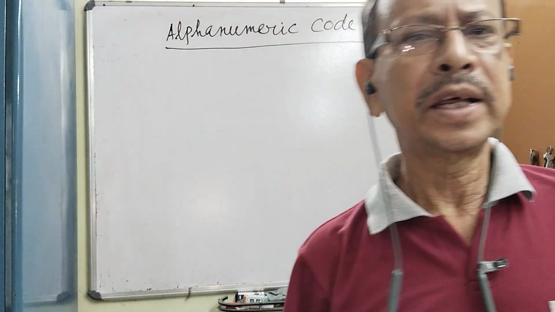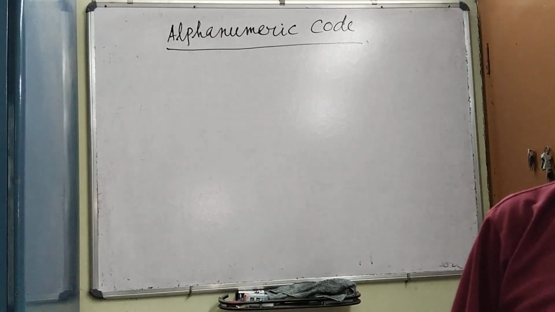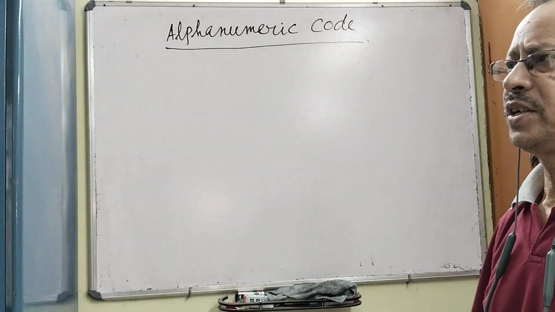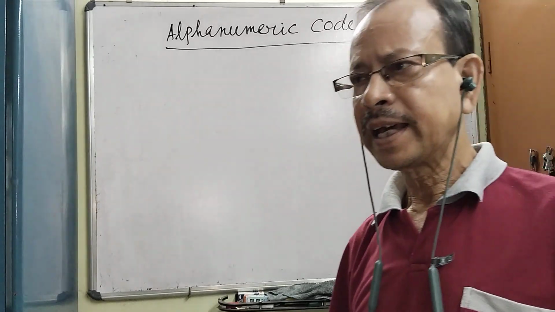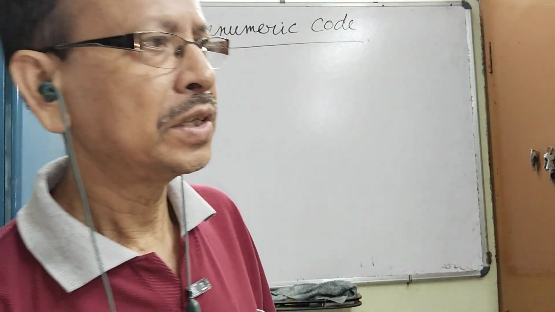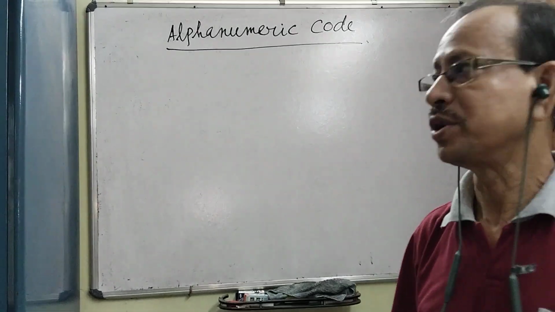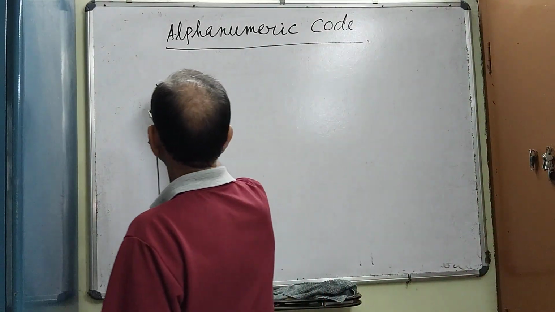Alphanumeric code is a binary code by which we can represent all characters, that is the letters, numbers, symbols, and other punctuation. That is alphanumeric code.